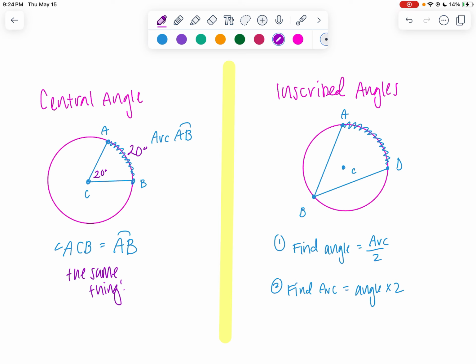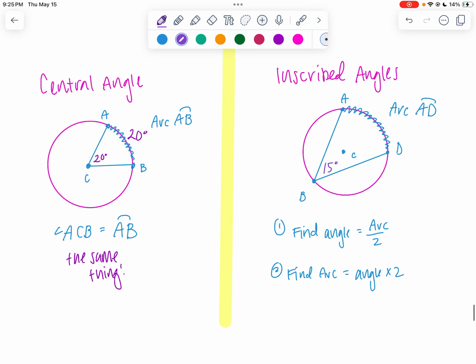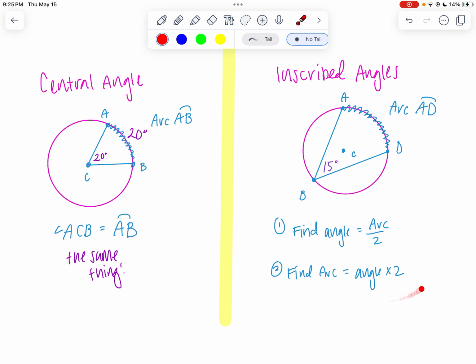Inscribed angles are a little bit different. So here we have the inscribed angle ABD, right? And the related arc AD. So here's arc AD. There are two ways to go about these. If I start with my angle measurement of 15 degrees and I want to find the arc, all I have to do is take my 15 degrees and multiply it by 2. So my arc AD would equal 30 degrees, right?